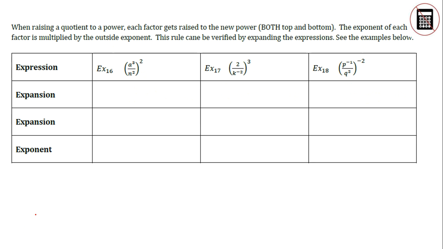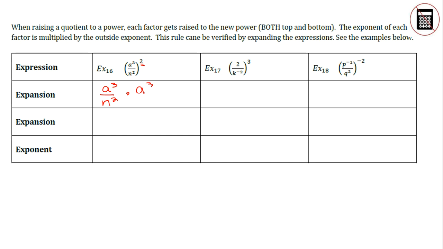And the last section of this lesson is the same idea, but this time it is going to be the quotient raised to a power. And it's the same idea. This exponent is going to be multiplied by every exponent of each factor inside, but let's expand. So I have 2 factors of a to the thirds over n squared.